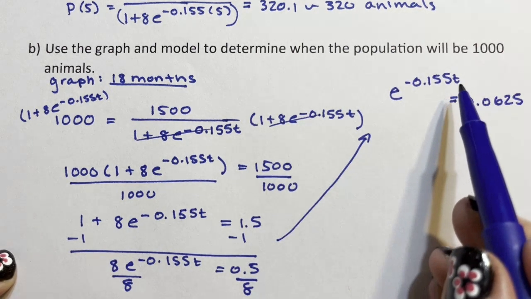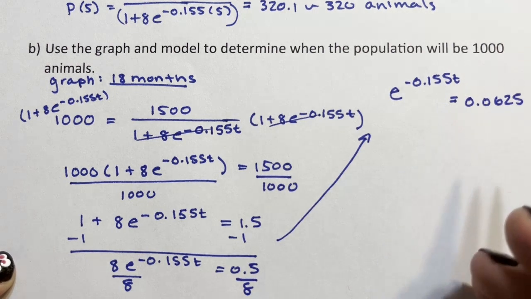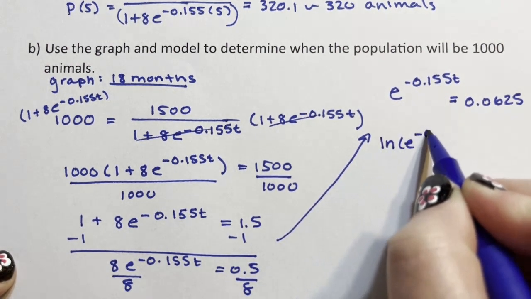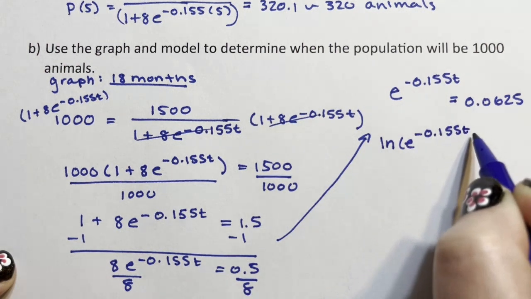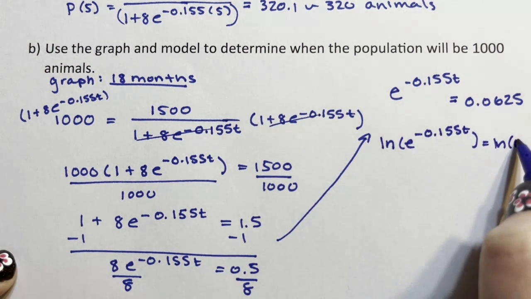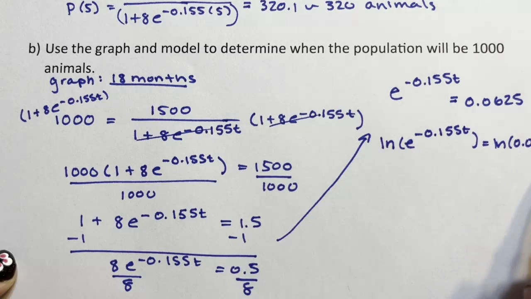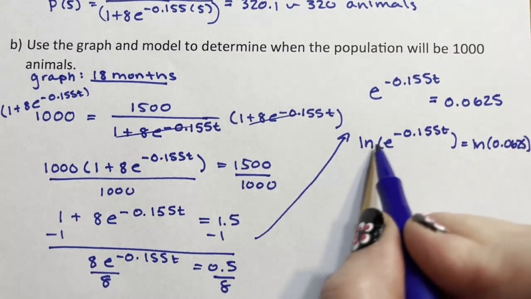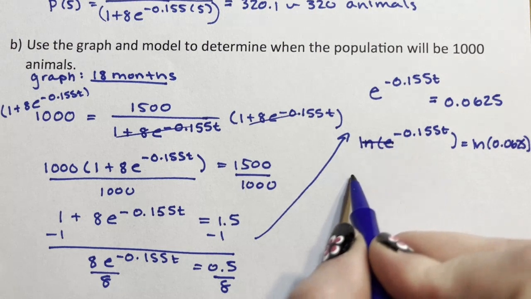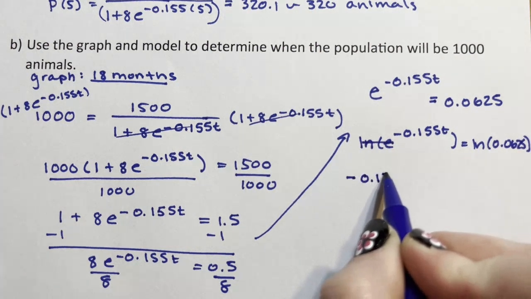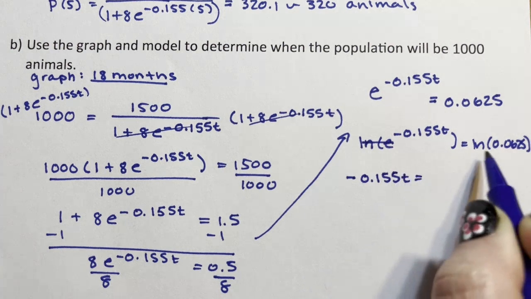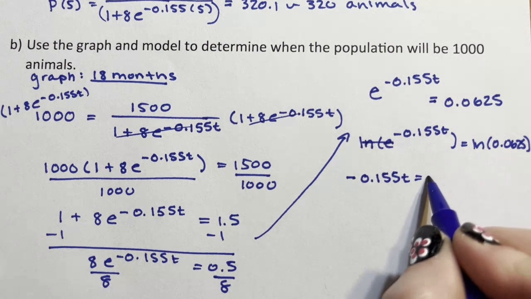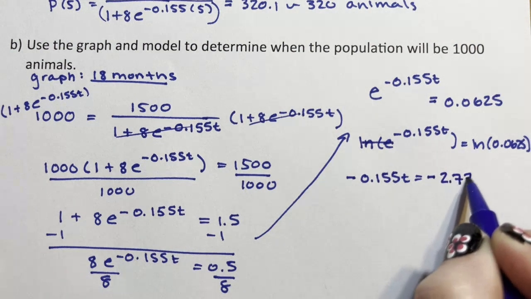I need to get my variable out of the exponent position, so I'm going to take the natural log of both sides. So natural log of e to the negative 0.155t equals natural log of 0.0625. So much more space. These are inverses, so they're going to cancel. So I'm going to have negative 0.155t. When I take the natural log of 0.0625, I'm going to get negative 2.773.